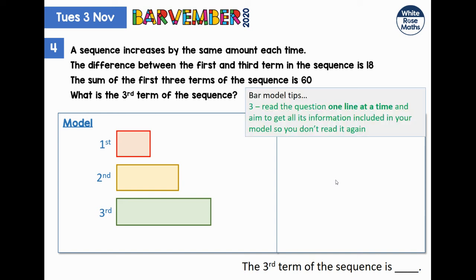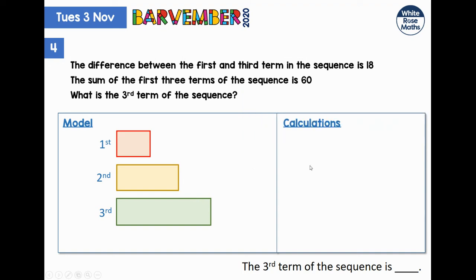Now, an important part of bar modelling is to try and break down our worded question to build our model step by step. And one thing which is worth trying is to see whether, if we've incorporated everything that's in that sentence or in this line here, then we don't need to look at it again. So a sequence increases by the same amount each time. Yes, that's included in my model, and it's getting bigger by the same amount each time. So I know that I actually don't need to read that line again.